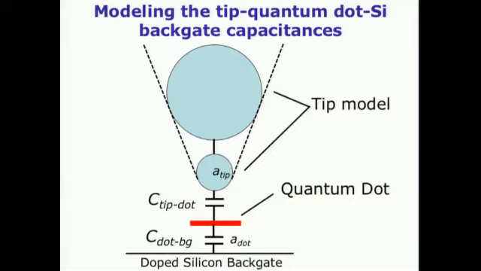And if you use a simple model of capacitance, this is the tip modeled with two spheres, one big and one small, connected with a wire. You look at the capacitance between the tip and the dot, which is represented as C tip dot, and the capacitance between the dot and the back gate, which is C dot back gate. And there is our doped silicon back gate. Using these two capacitances, you can actually calculate the size of the dot.